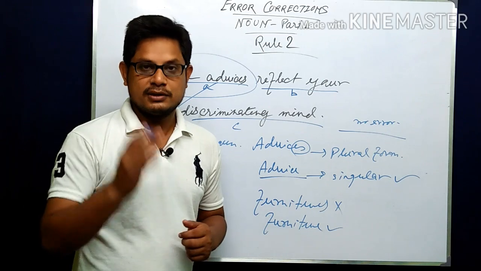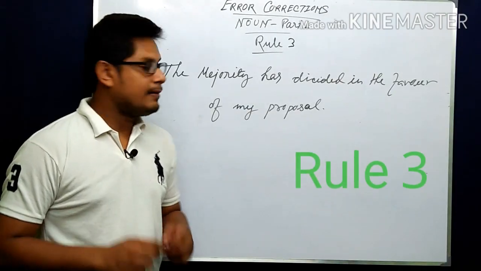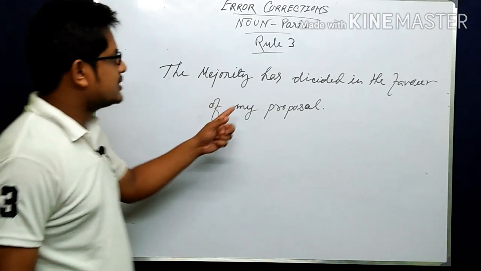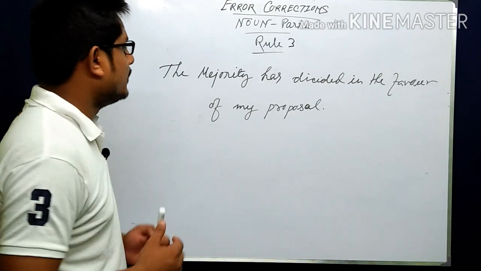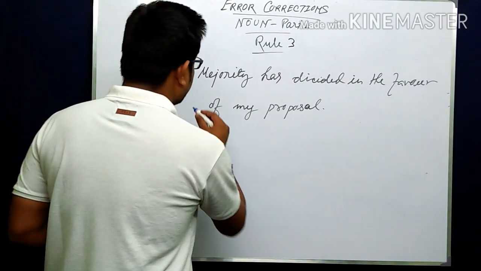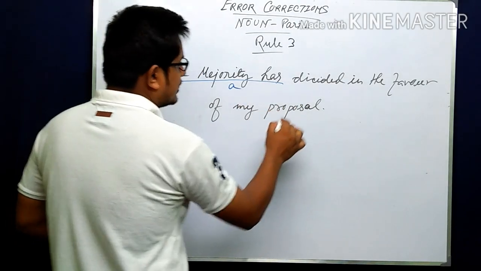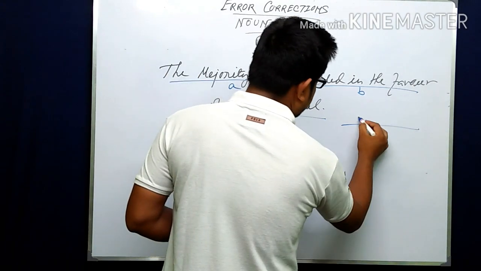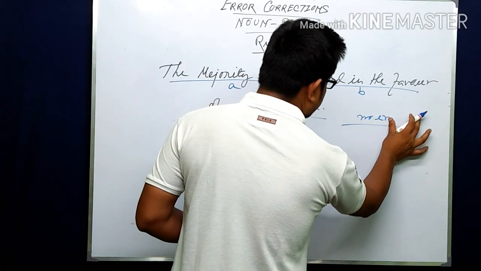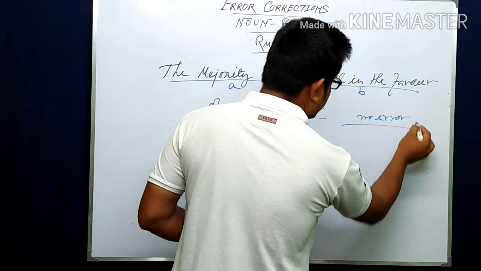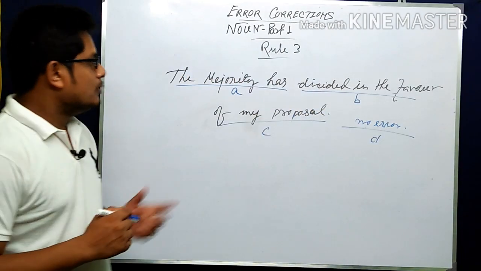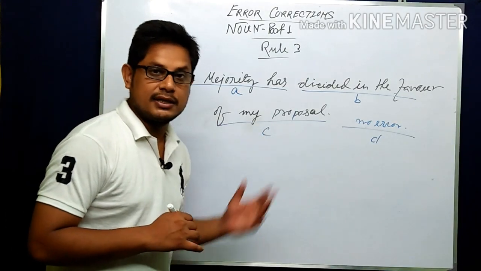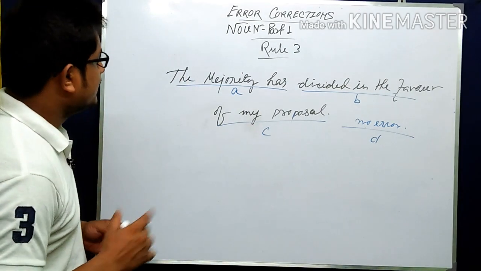So let's go for rule number 3. Okay, so now rule number 3. Again you have a sentence. The majority has decided in the favor of my proposal. So let me give the parts. The majority has, A, decided in the favor, B, of my proposal, C, and D, no error. Here. So now look at the sentence, and again you are told to find the error in this sentence if you think that this sentence has. Right?